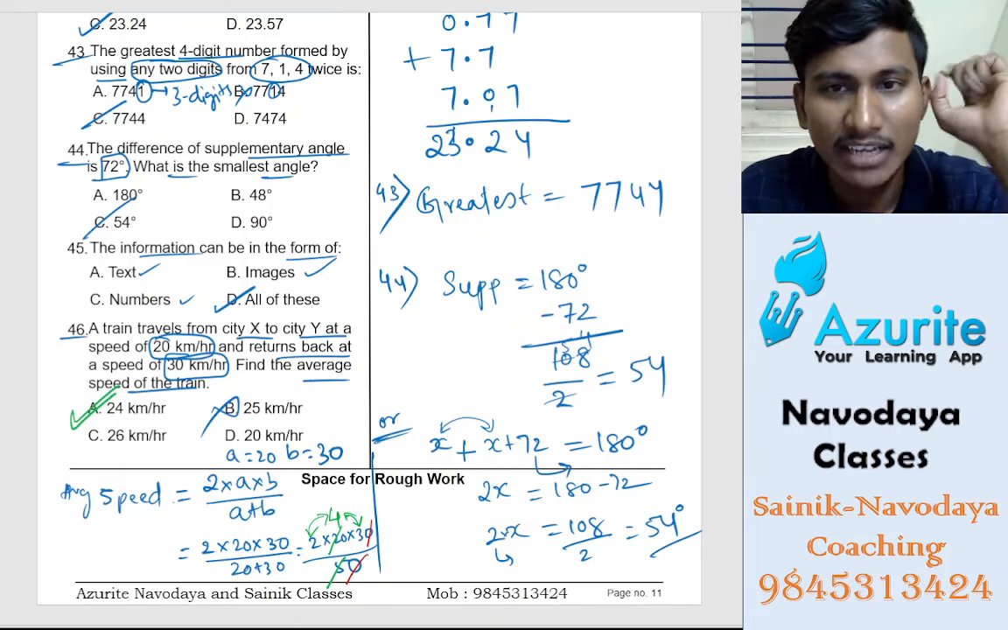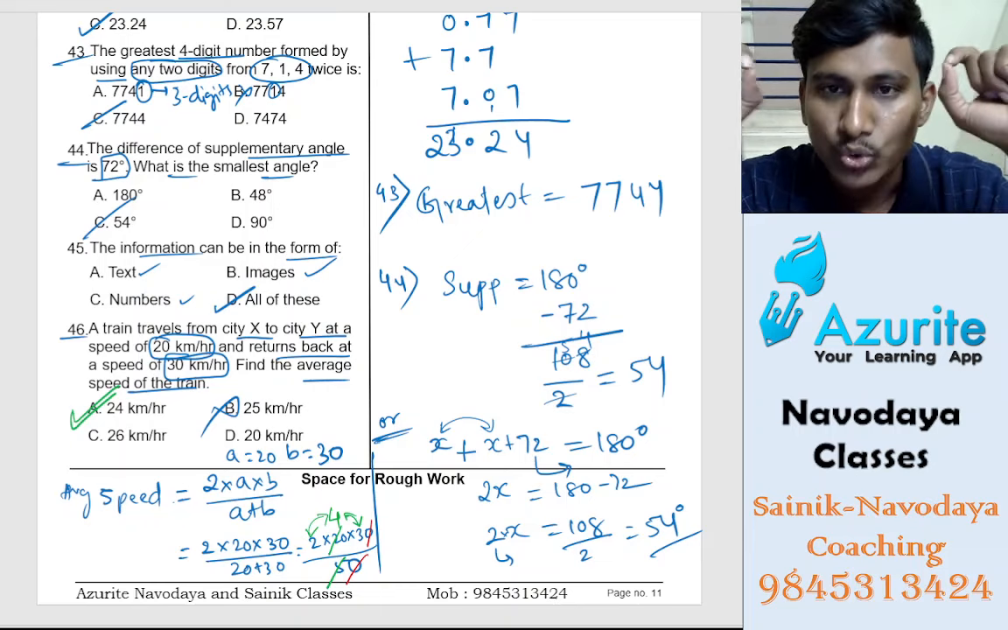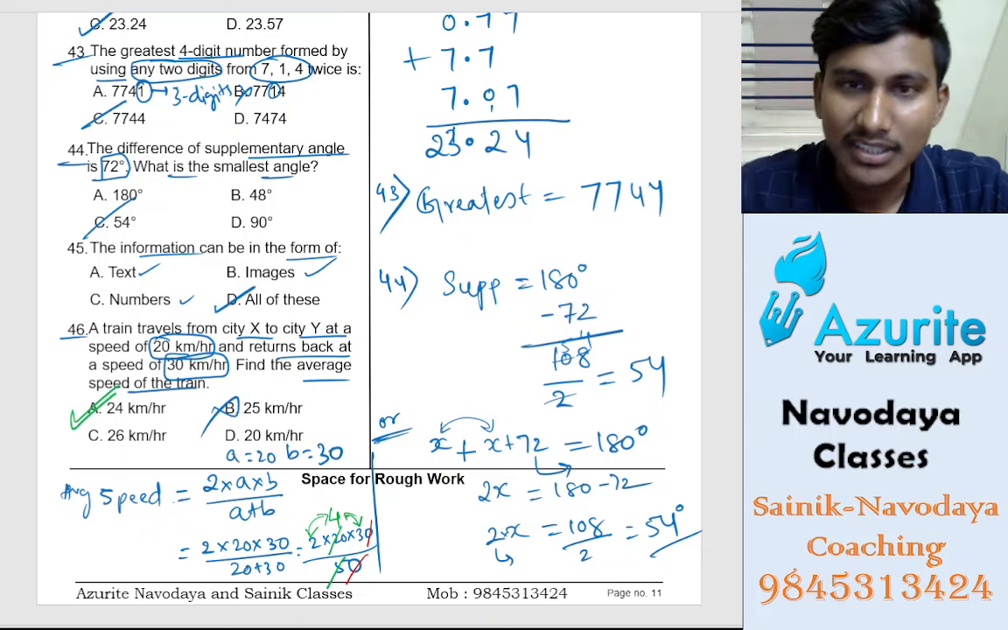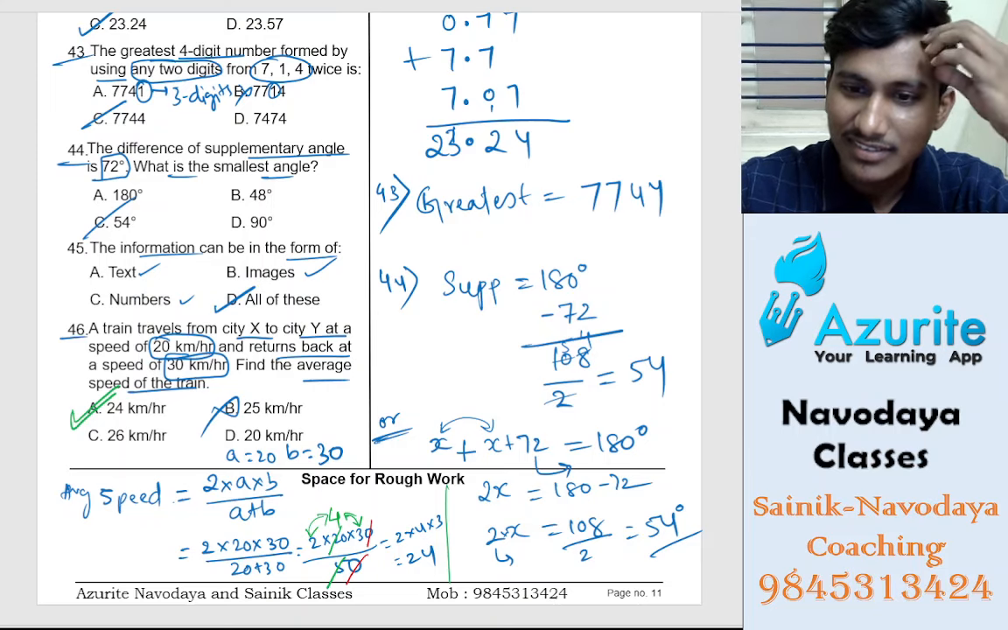How to find the average speed when the distance is the same? That is 2AB divided by A plus B, that is 2 into A into B divided by A plus B. Understood? Okay, students.